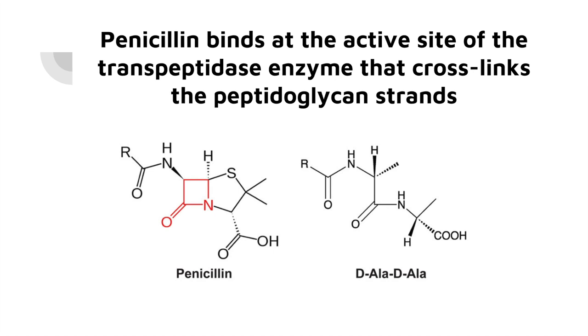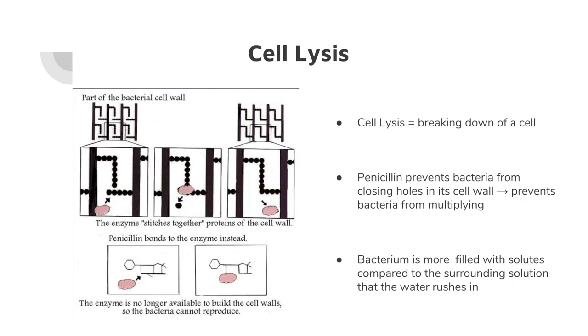So penicillin then binds at the active site of the transpeptidase enzyme that cross-links the peptidoglycan strands. So D-alanine is the backbone of the peptide chain of the cell wall. Penicillin mimics the D-alanine. As you can see in the diagram, the structures are very similar, which allows penicillin to inhibit the target protein. This eventually leads to cell lysis. Cell lysis is the breaking down of a cell.